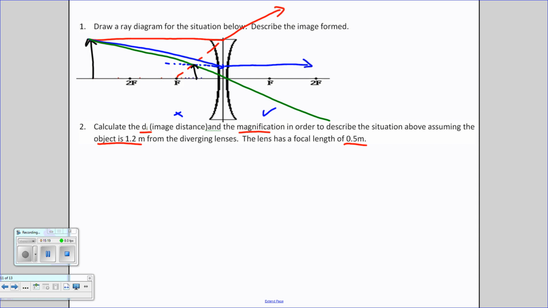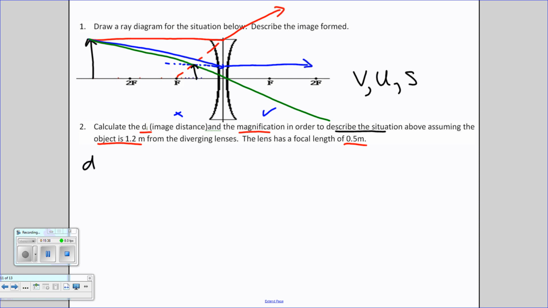So if I wanted to describe the situation, I would say it is virtual, upright, and smaller. That's what the diagram shows. Now let's do it with the math.